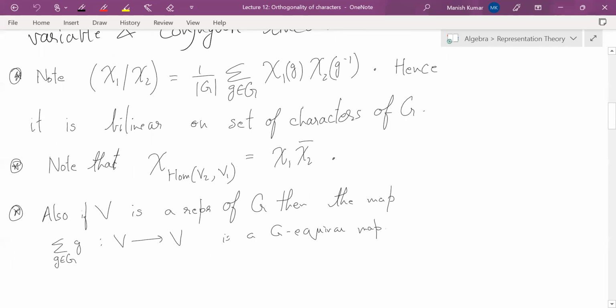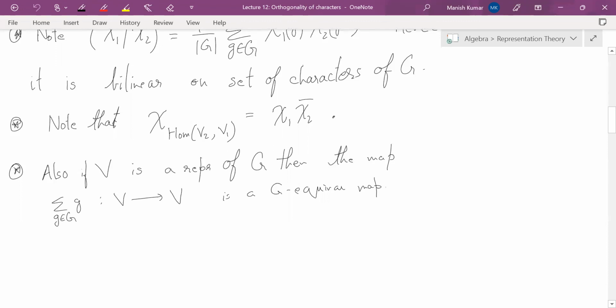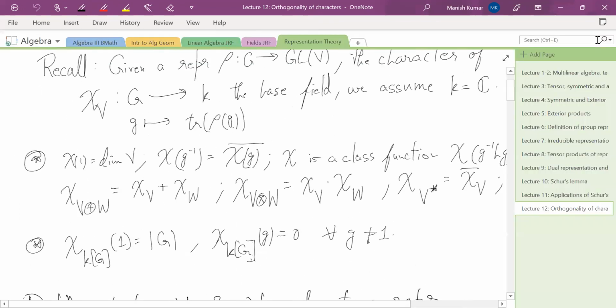And then this map from V to V becomes equivariant, because if you multiply by, let's say, g prime, then it is just summing over g prime times g with g varying over G, which is the same as summing over g varying over G and then acting. So if you take the sum, it becomes equivariant.